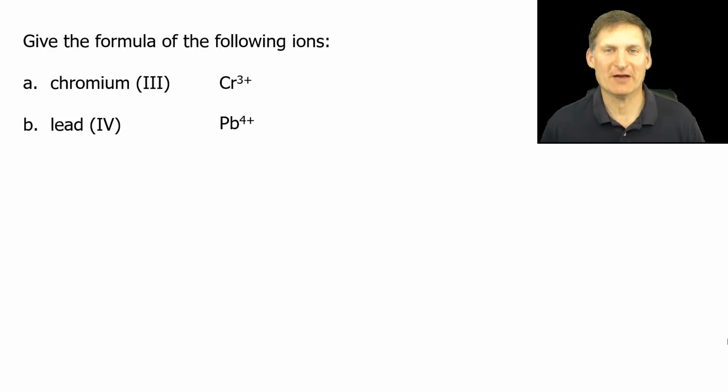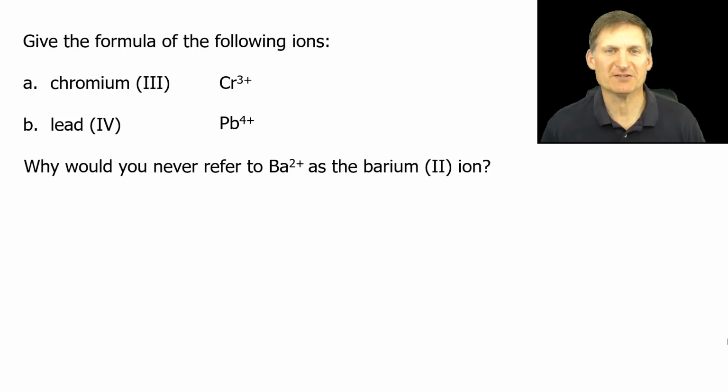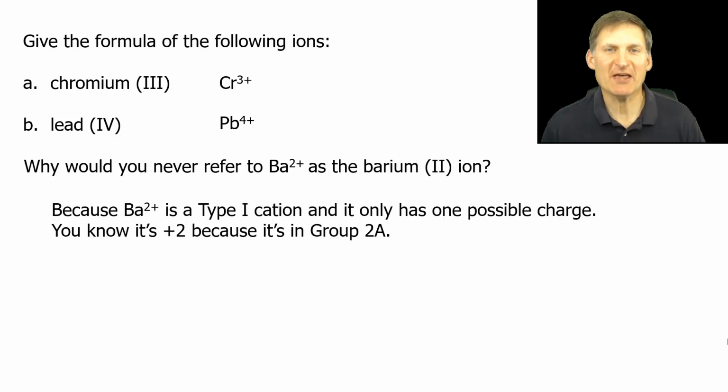All right, there you have the answers. Let me know if you have any questions. Okay, please try this next one on your own. Stop the video now. We would never say or write barium-2 with the Roman numeral included because barium can only be a +2. There's no other possibility.